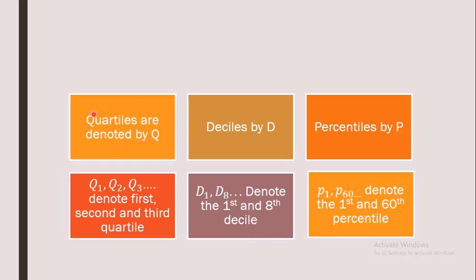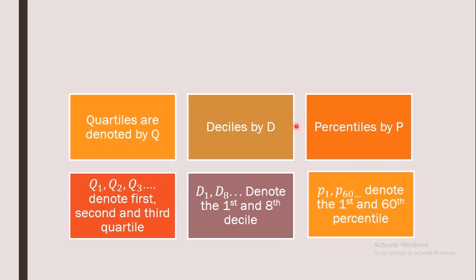Quartiles are usually denoted by the letter Q. Since they divide a set of frequencies into 4 equal parts, the first quartile is denoted by Q1, the second quartile as Q2, the third quartile as Q3, and so on. Deciles are denoted by D. The first decile is denoted as D1, then D8, etc.